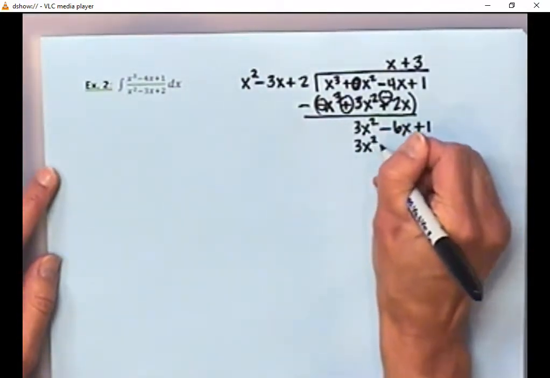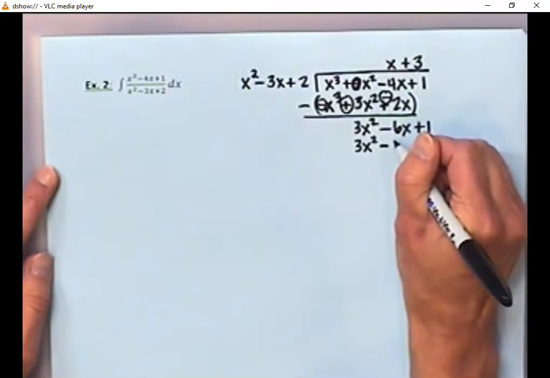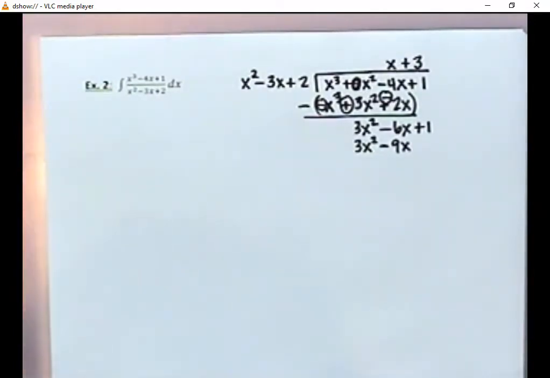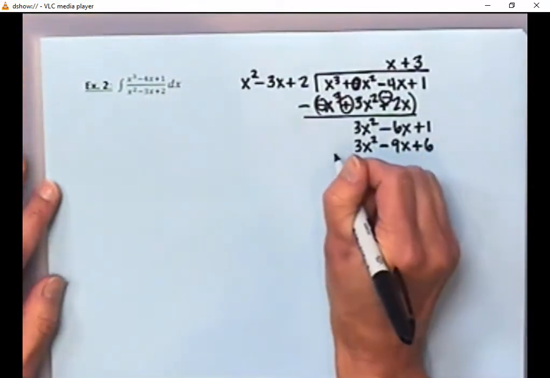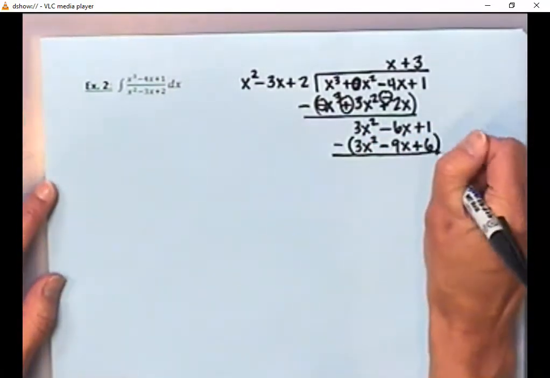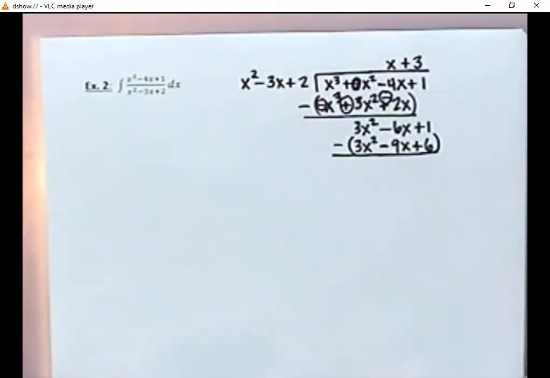Yep. Minus, close, 3 times 3, 9x. There you go. And then, there you go. Yep, good. Yep, you're right. It did show up at the end. Good. Alright, good. So now, again, we subtract all of these.